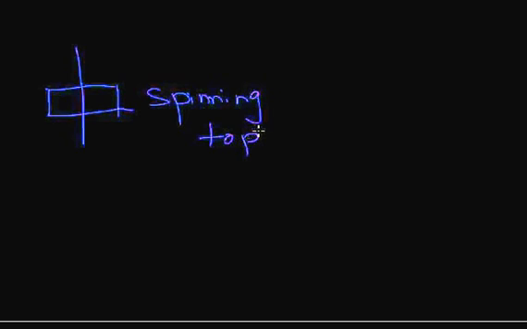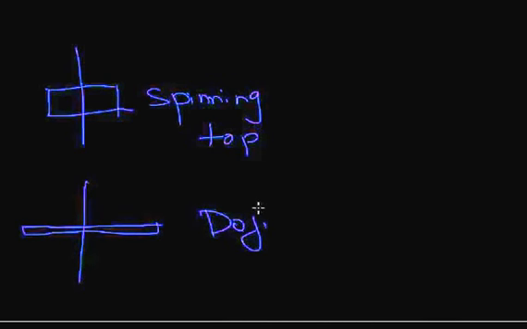This type of candle is called a spinning top. The reason why it is called a spinning top is because it looks like a spinning top. It is an indecision candle. This candle is called the doji. Doji is a Japanese name. This is also an indecision candle.